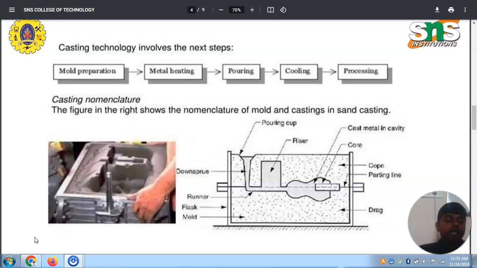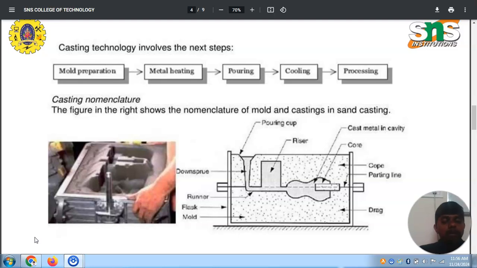Following that, you need to pour the molten metal inside the cavity through the runner, and it is allowed to rest for some moment, which means the heated metal gets solidified slowly. That stage is the cooling process. With the help of the cooling process, the metal gets solidified. Okay, so that is cooling.